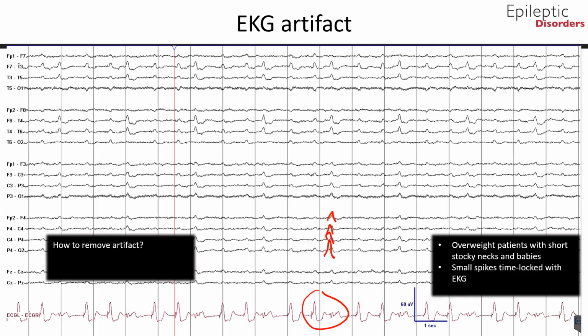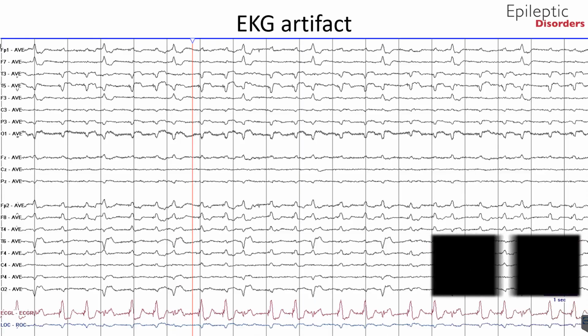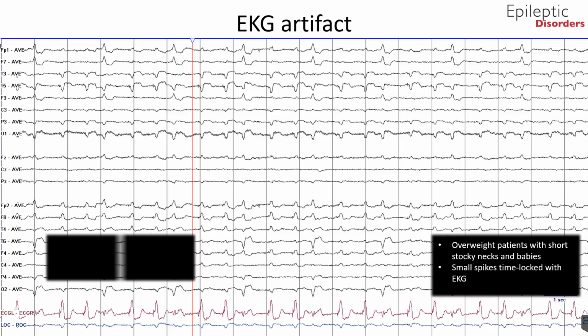EKG artifact is an important artifact to recognize and can be easily eliminated by replacing or repositioning the EKG lead or by using a non-cephalic reference. Again, on average montage, EKG artifact is made more apparent with each QRS complex coinciding with the scalp EEG spike.